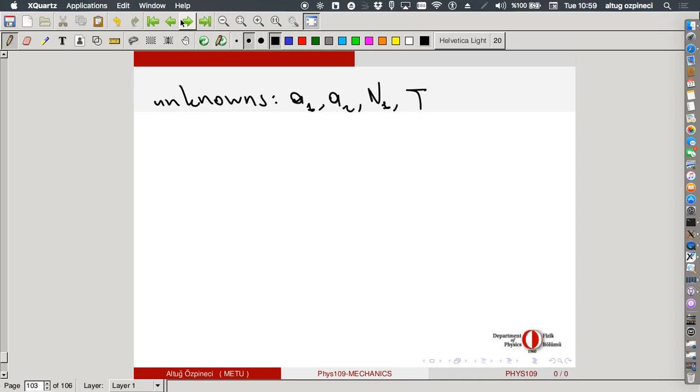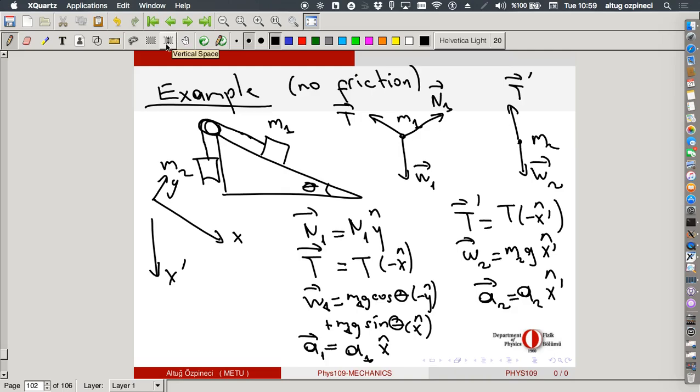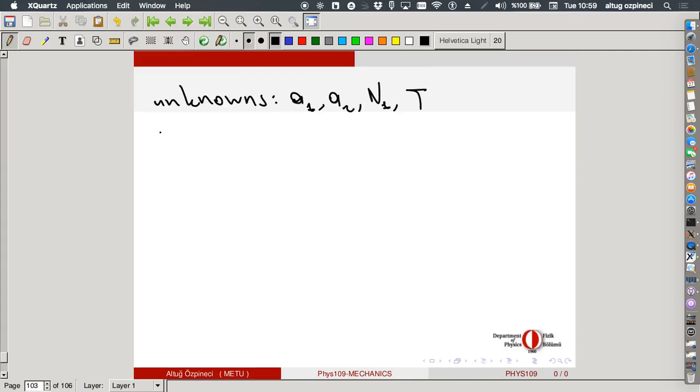Okay, I have 4 unknowns. I need 4 equations. So let's start writing my equations. Newton's second law will give me most of them. Now what does Newton's second law tell me? Let's look at the mass 1, the first mass. I have already identified all the forces acting on it, so I can just write the total force acting on 1.